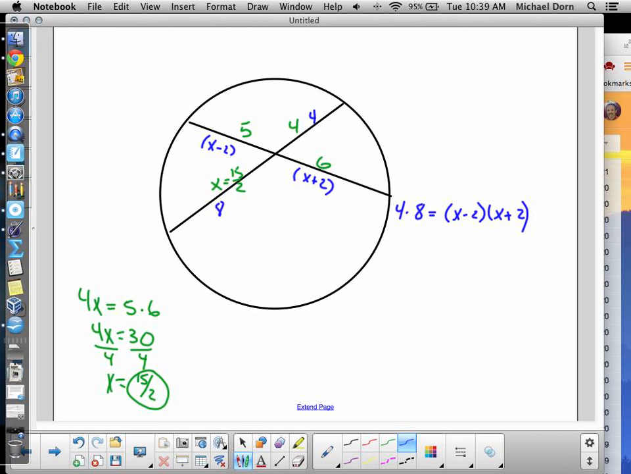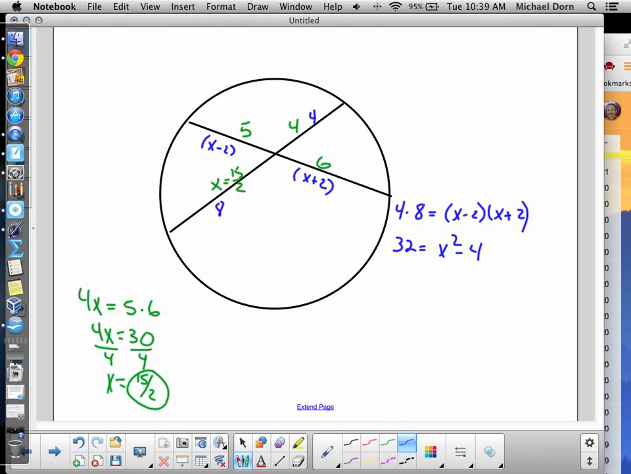Obviously a little higher level problem because we've got the quadratic now. We're going to have to FOIL this out. So it's going to be 32 equals x squared minus 4. When I FOIL this out, this gives me x squared plus 2x minus 2x cancel minus 4. How are we going to solve that?